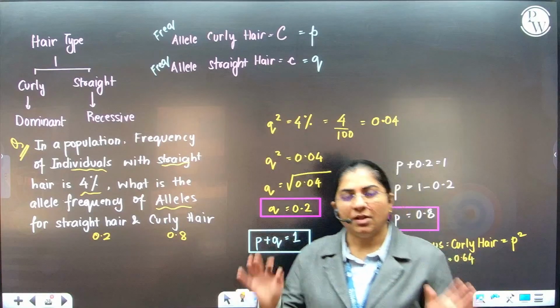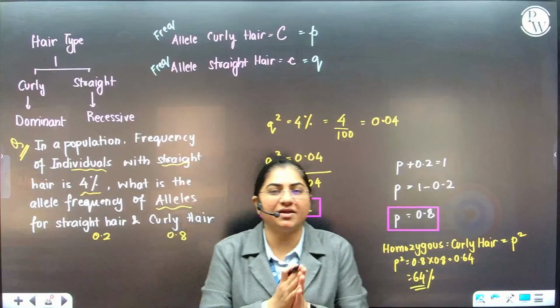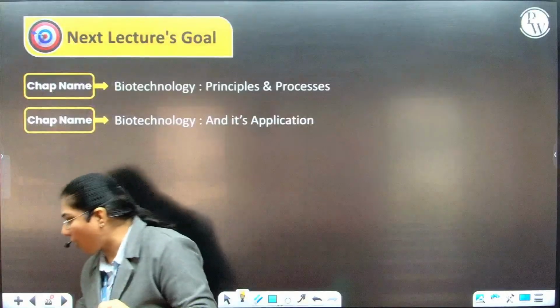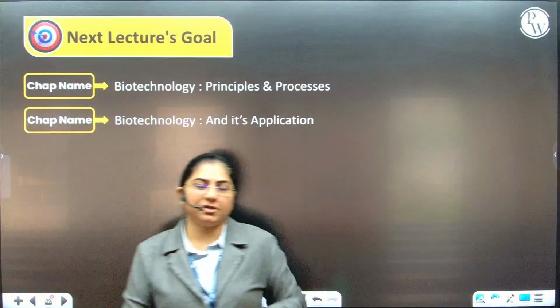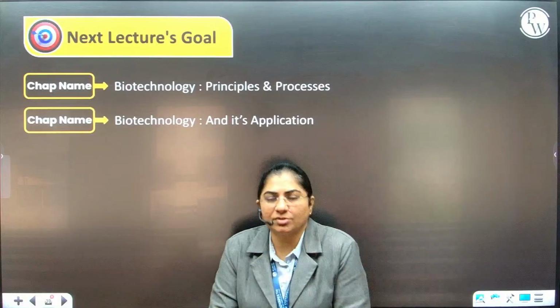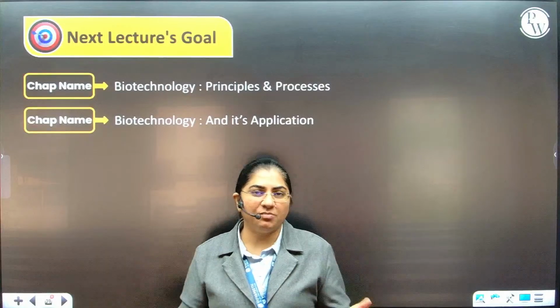Is that clear? So I hope this small crux of the entire evolution chapter, which I have tried to explain by taking each and every important part of this particular chapter, is absolutely crystal clear to you all. You all have understood the important points very well, and I hope it will help you in the exams.